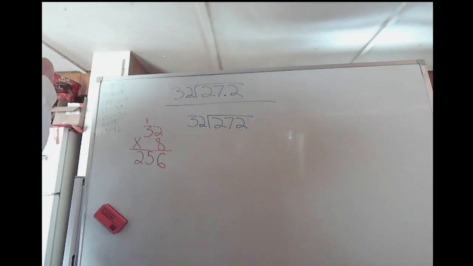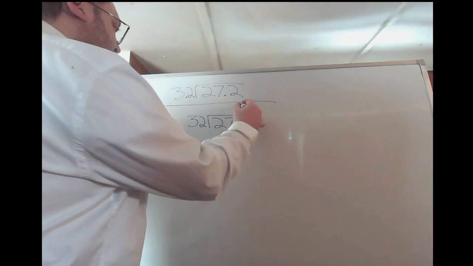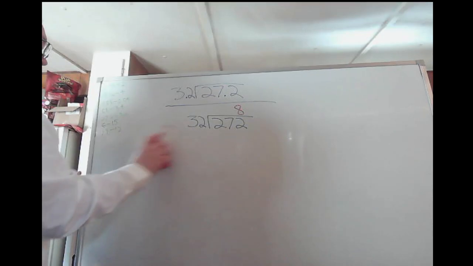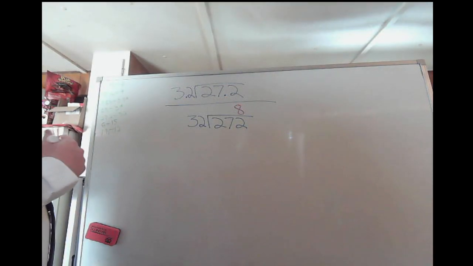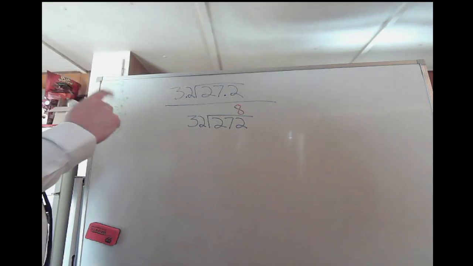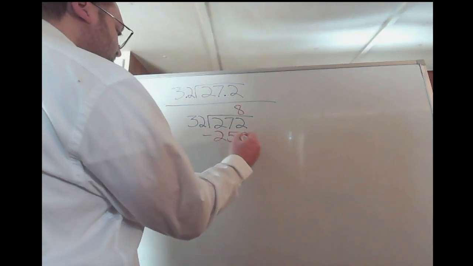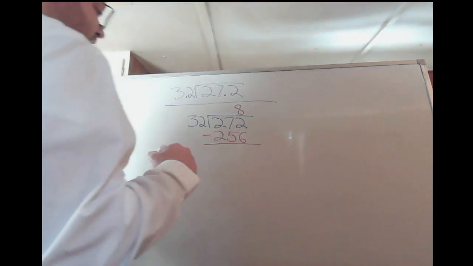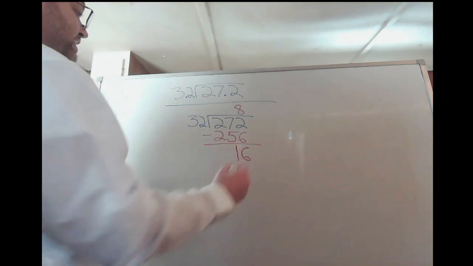So 256, because you cannot go over 272, so it's going to go in about 8 times. And we can erase that side work. If you're working on it for a class, you may want to keep that side work. I'm just erasing it for room's sake. But 8 times 32 we said was 256. Now I know it's going to be 16. We'll have a remainder of 16.